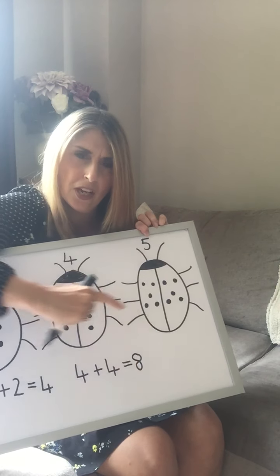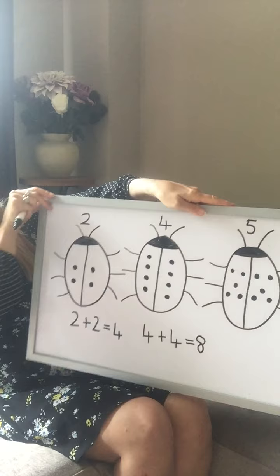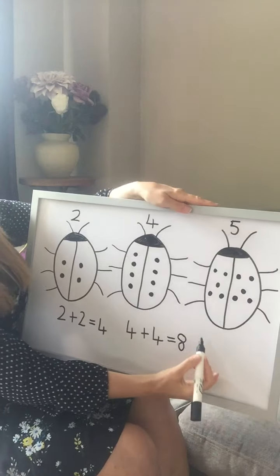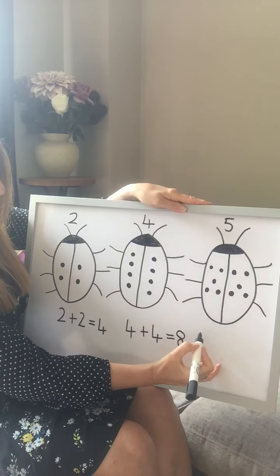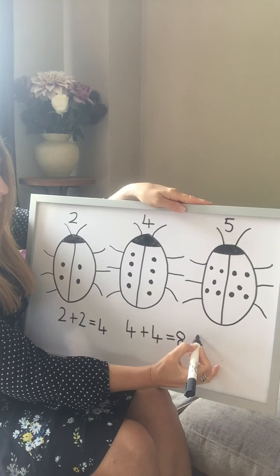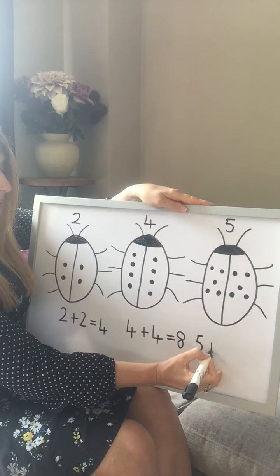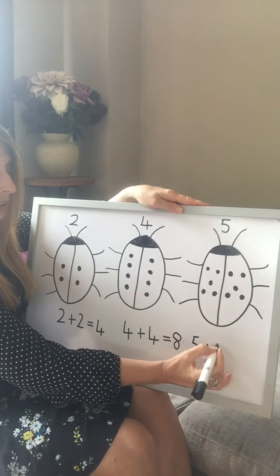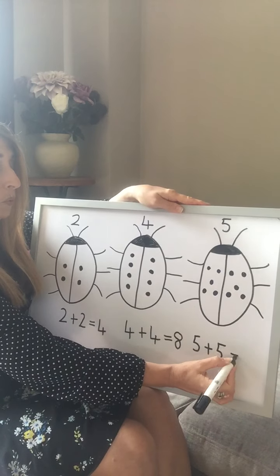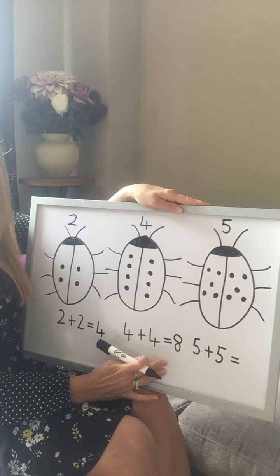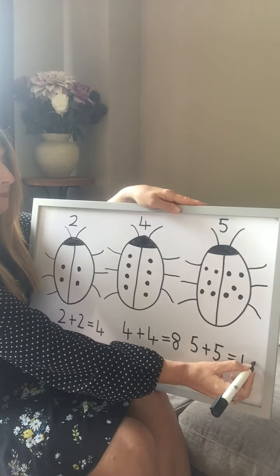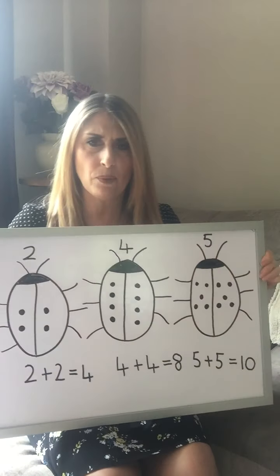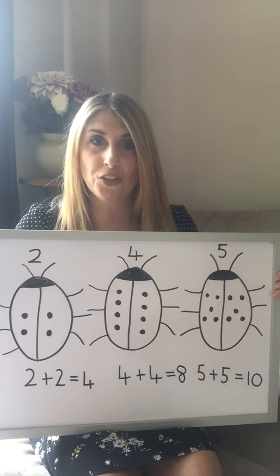Let's see if we can do the equation to match. So let me just move this so you can actually see the board. So we start with the number 5. And we know that we are adding. And we've got another 5. So we are adding the same number. Equals. And we know that double 5 is 10. So this is an easy way to do doubling.